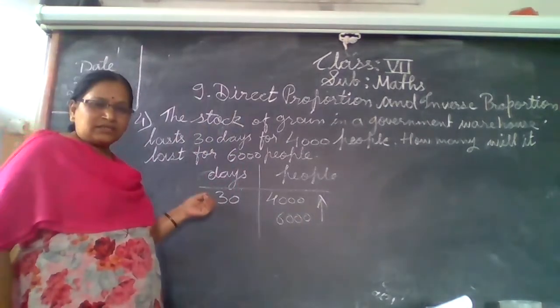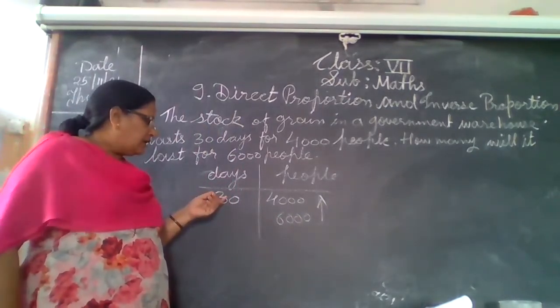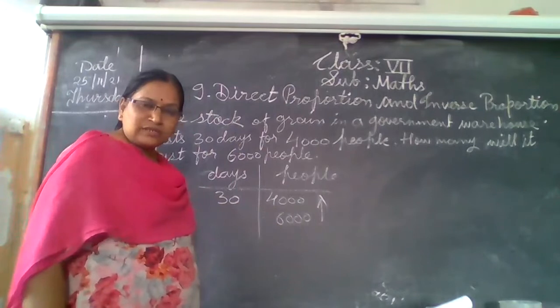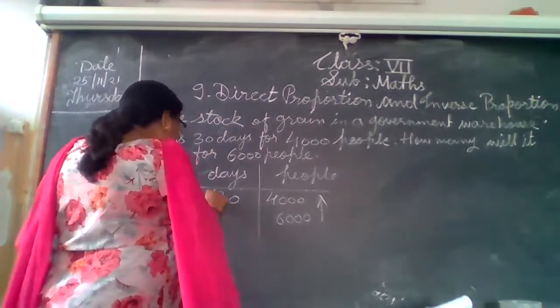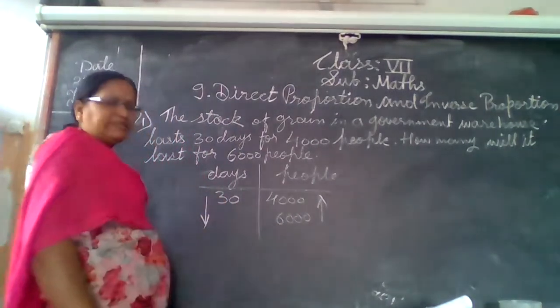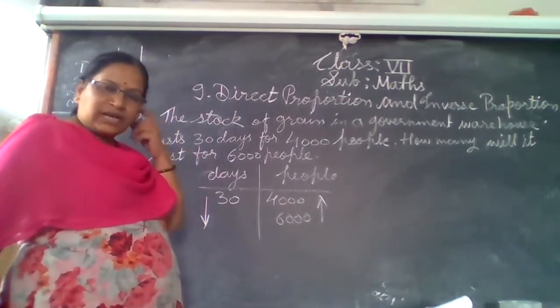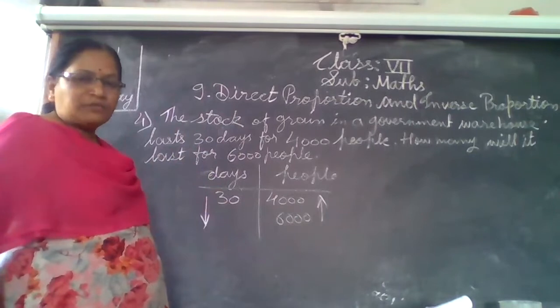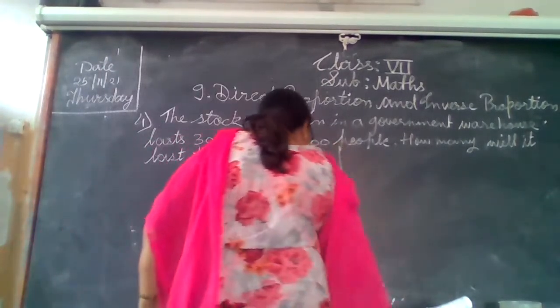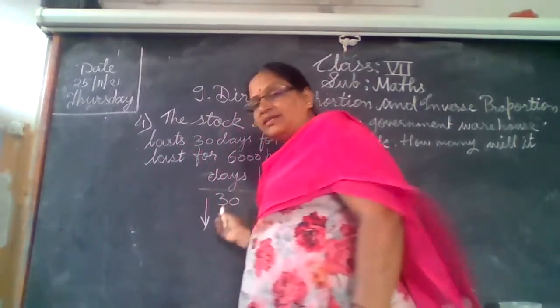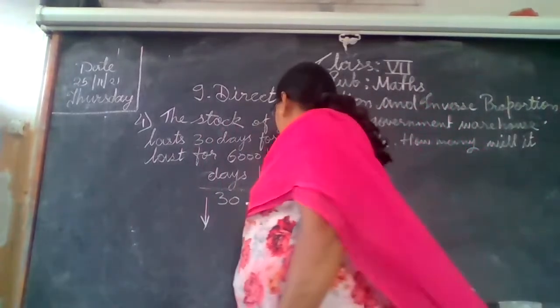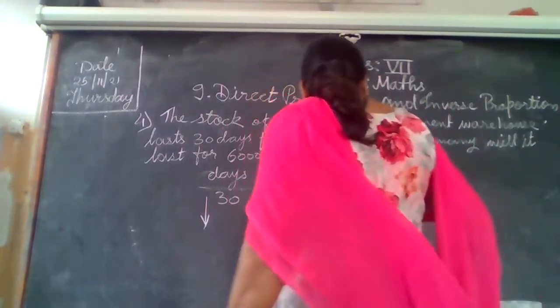So, will the 30 days be sufficient for 6,000 people? No, so the days will decrease. See, they are opposite. That means they are in inverse proportion. That's why we multiply side by side.